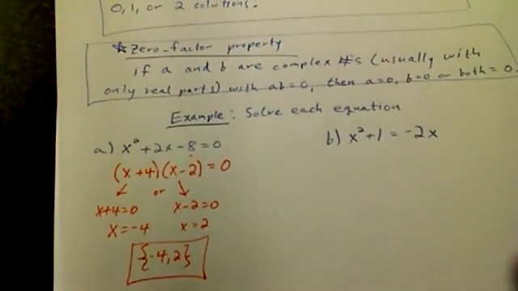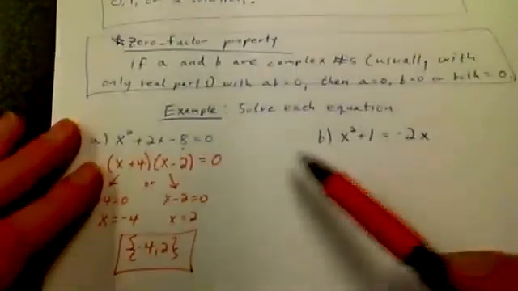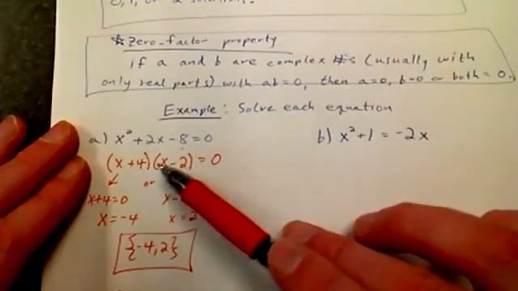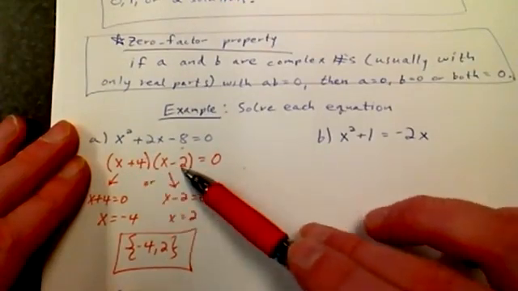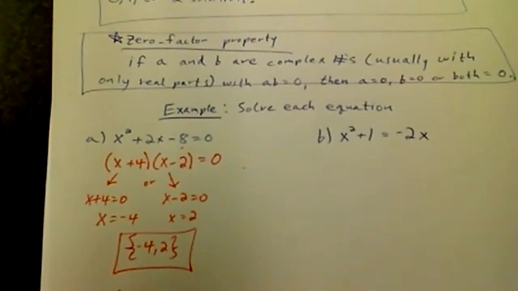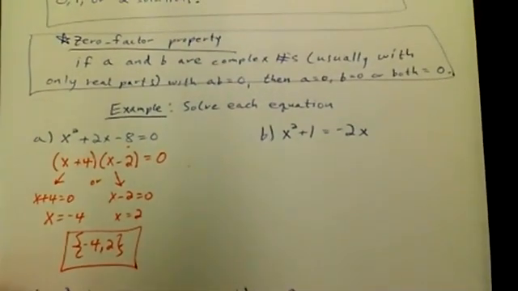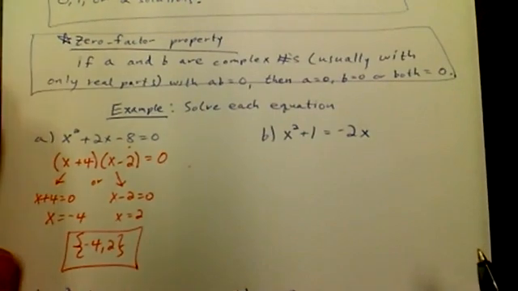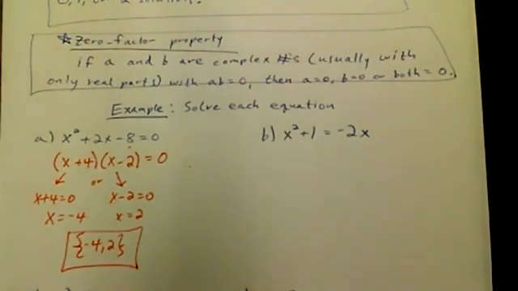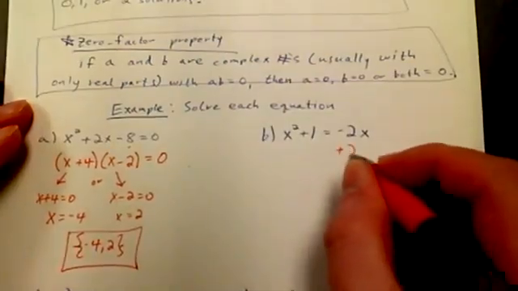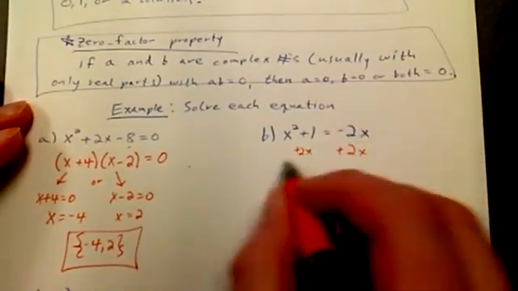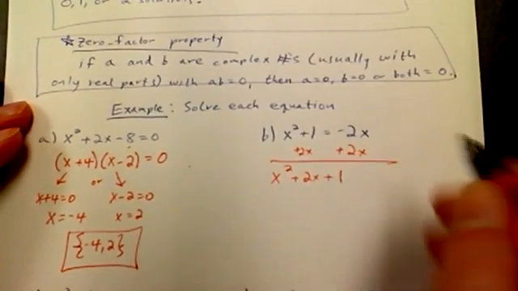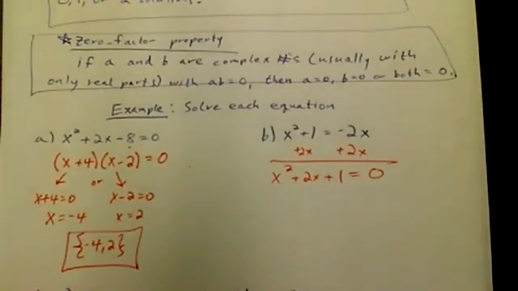So you can see why it's important that it's equal to 0, because if this was equal to 1, then we couldn't say this, right? Because then this could be 1 and 1, could be 1/2 and 2, 1/4 and 4. That's why we like 0 on the other side in a quadratic equation. Looking at this one, we have x squared plus 1 equals -2x. Notice that's not in the form where everything is equal to 0. So what I'm going to do is move the 2x over. So now I have x squared plus 2x plus 1 is equal to 0.